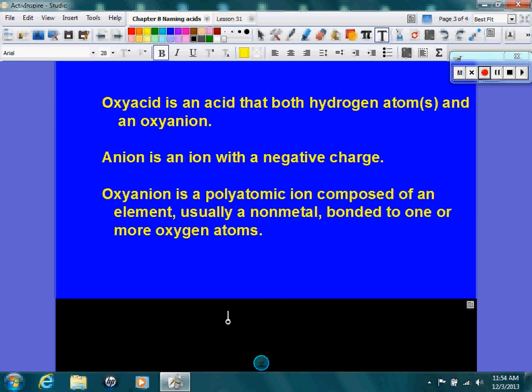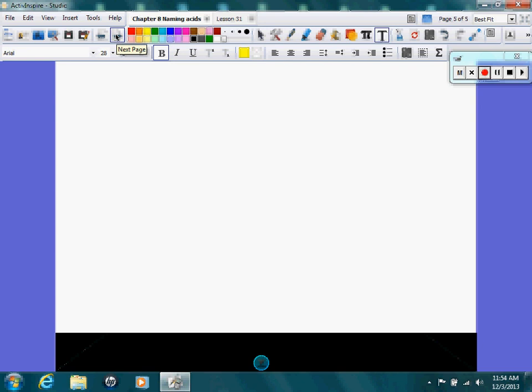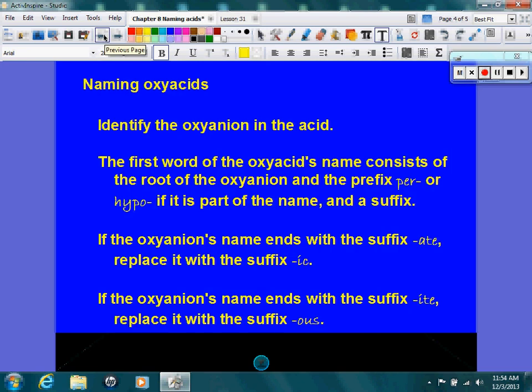So what do we do with that? Whoa, what happened here? Let's back up. Okay, there we go. My screen was all down. Identify the oxyanion in the acid. Let's look at the first one, number 16. What is the oxyanion in that acid? Well, it's ClO4. Let's see if we can find ClO4. That's the perchlorate ion.